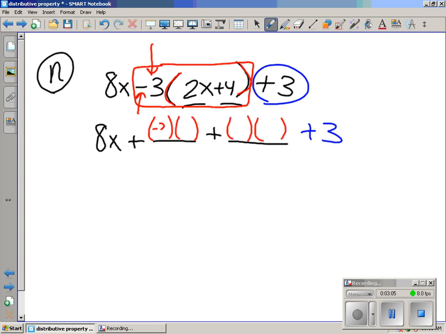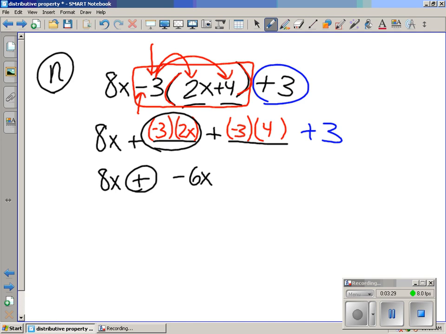Then I fill in negative 3, which is being distributed to 2x. Then I fill in negative 3, and that's distributed to the positive 4. From here I simplify. I write 8x. I write the beginning of the distributive property section, that addition sign. And then I add the negative 6x that you get from multiplying negative 3 times 2x. And then I add a negative 12, and then I add the 3 at the end.